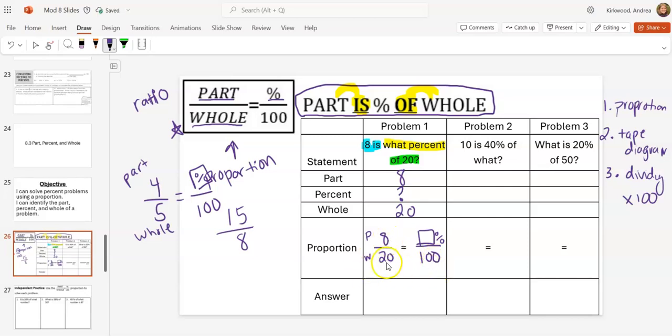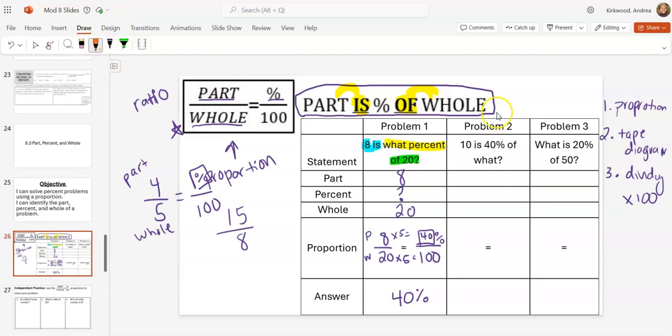So I could divide 8 by 20 and times 100, but because 20 goes into 100 so evenly, I'm just going to do the proportion. So 20 times 5 is 100. So 8 times 5 is going to be my answer here, which is 40. So my answer is 40%.